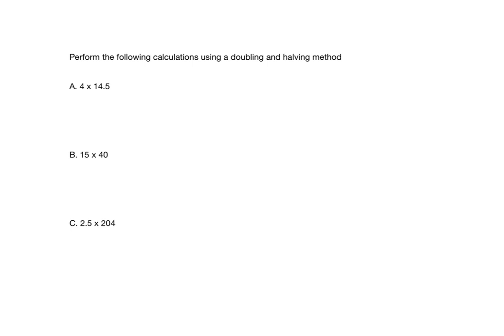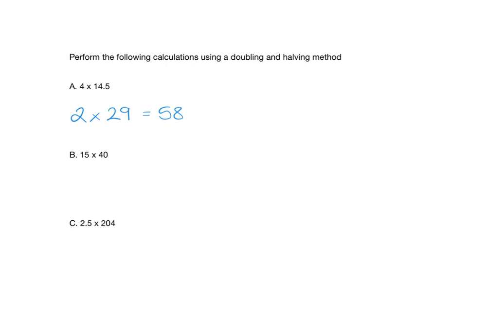So let's start with the first one. We've got 4 times 14.5. Now, if I was to half the number 4, I would get 2. And if I was to double 14.5, I would get 29. Now, this means that I'm now trying to find 2 times 29. Now, multiplying by 2 is easier than multiplying a decimal by 4. So we've made our calculation easier. So 2 times 29 is equal to 58. And that is the same answer as 4 times 14.5.